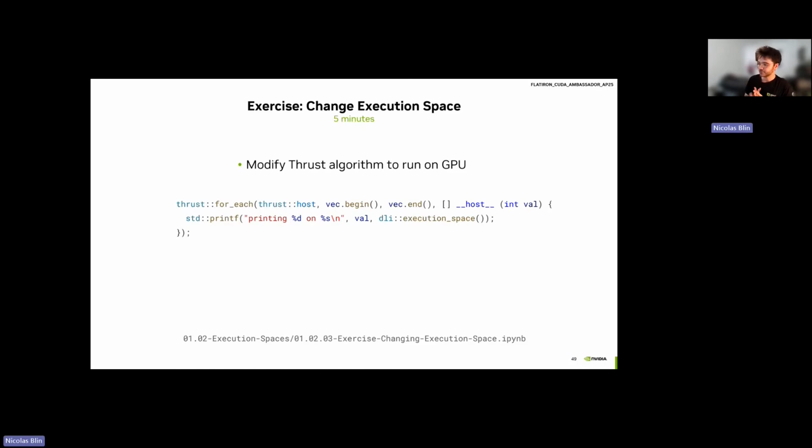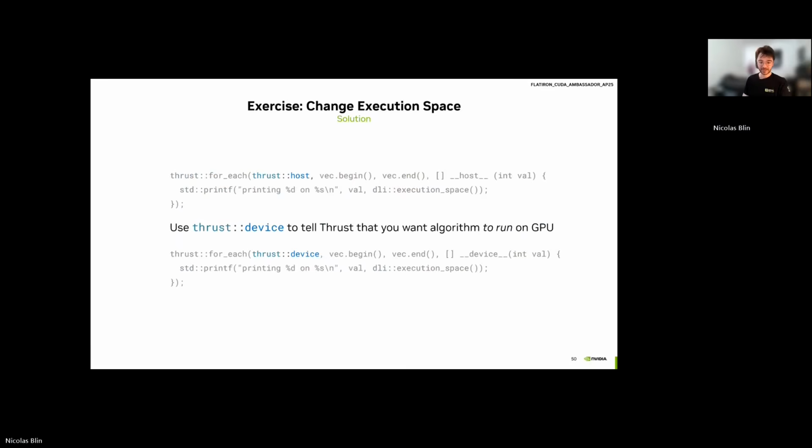So you will have to go to exercise 1.2.3, which is changing the execution space. And so the goal of this exercise is to modify this thrust for each to make it run not on the CPU, but on the GPU. And so this time again, you will have 5 minutes to complete the exercise.